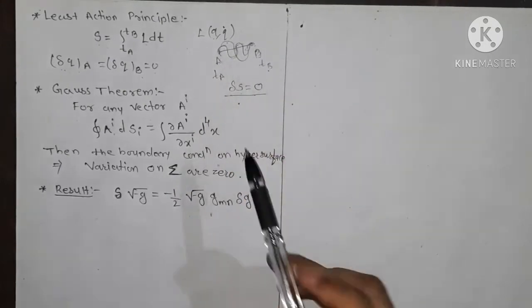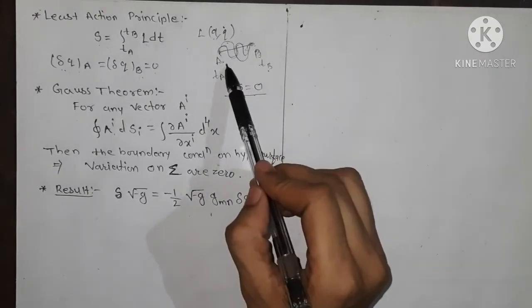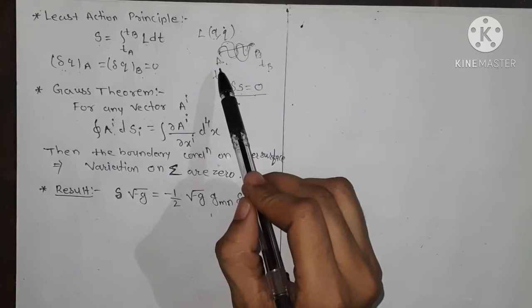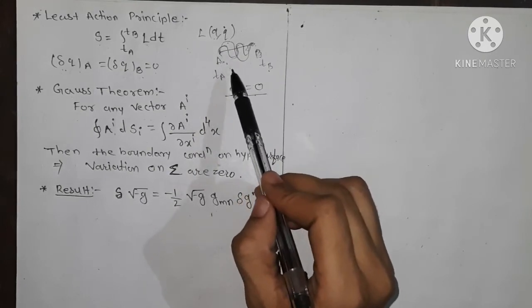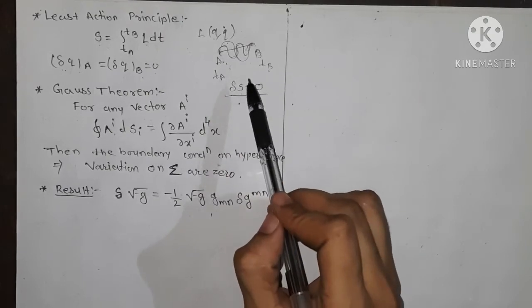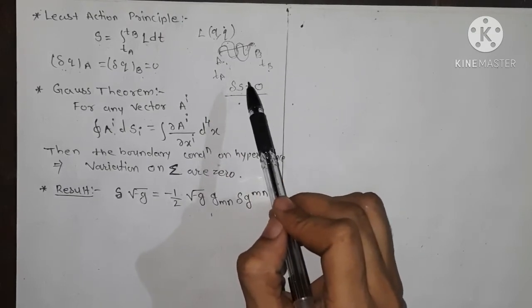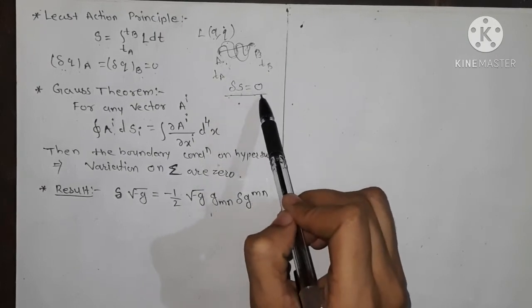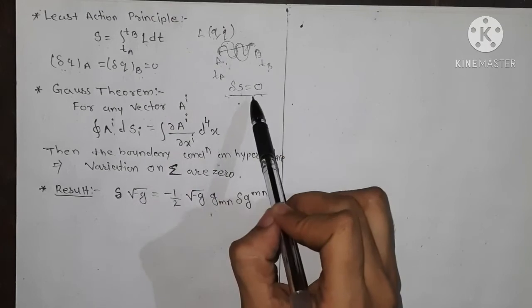So this is the case when we define the geodesics, which form the problem of variation. And in the variational problem, we require that the variation in S should be equal to 0. So delta S equals 0 from this action principle.